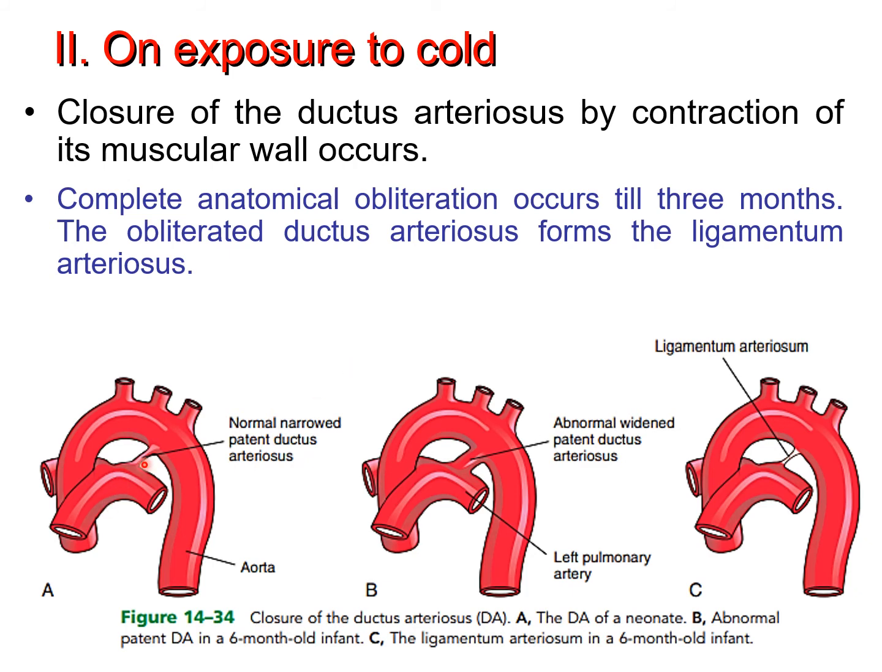So here we can see a normal patent ductus arteriosus. Here we see some abnormality in a 6-month-old infant. So that is an abnormal condition, and finally it becomes obliterated.